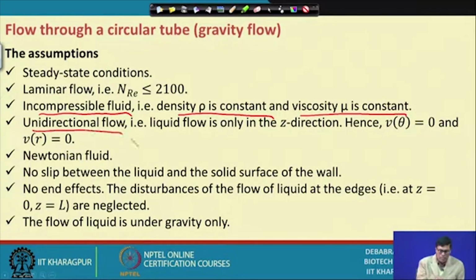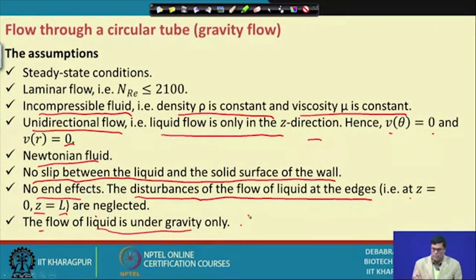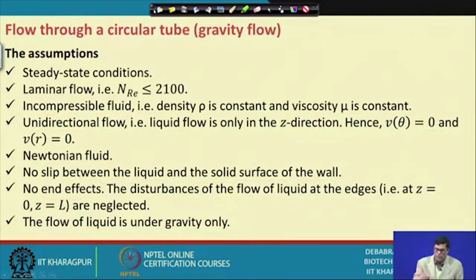Unidirectional flow: liquid flows only in the z direction, so v theta equals 0 and Vr equals 0. Newtonian fluid, no slip between the liquid and the solid surface of the wall, no end effect. The disturbances of the flow of the liquid at the edges, at z equal to 0 and z equal to L, are neglected, and flow of the liquid is under gravity only. So these are the couple of assumptions we made to analyze this fluid.